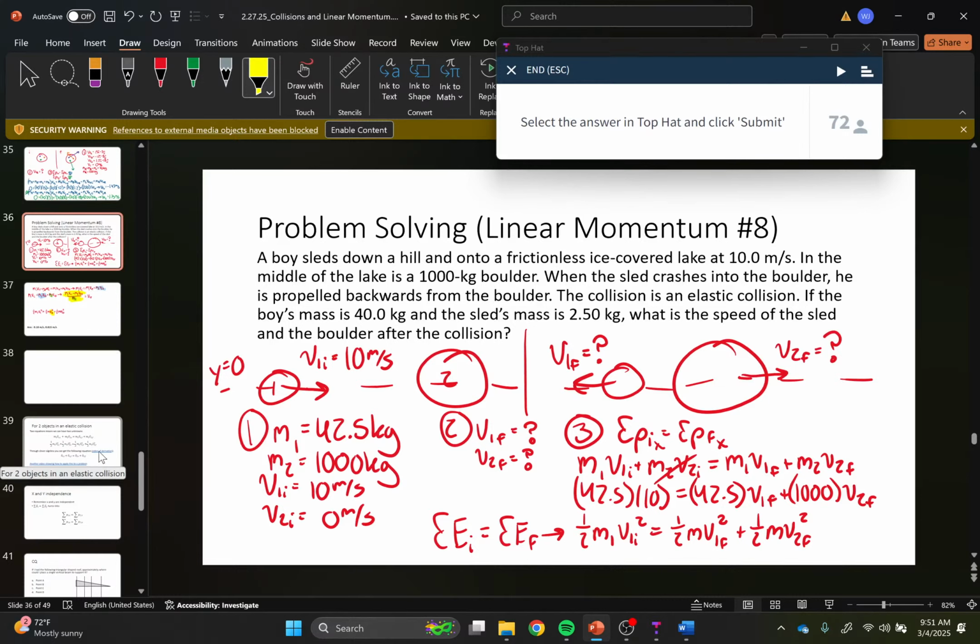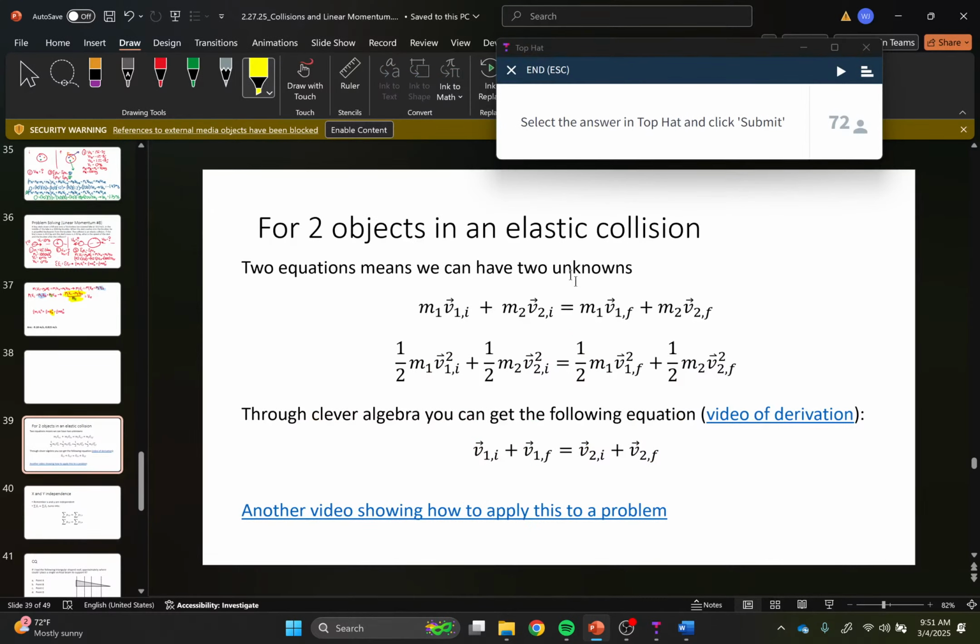Something I do want to point out, if you're interested in this, maybe 10 to 20% of you are. If you do have an elastic collision, it simplifies really interestingly: if you add up the velocity initial of object 1 and the velocity of object 1 final, it equals velocity 2 initial plus velocity 2 final. There's a video for the proof of this. It's just kind of interesting. If you have two objects that bounce off each other, the sum of the velocities for object 1, initial and final, equals the sum for object 2, initial and final. You do not need to know this. It's just a cool little thing that happens. Great.